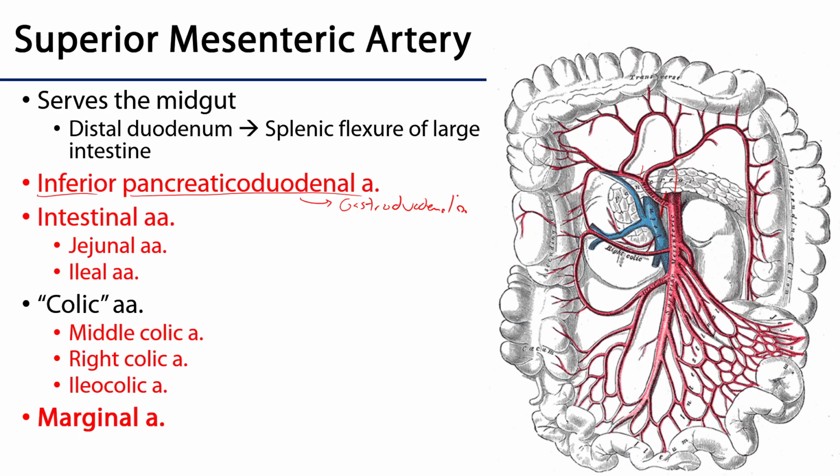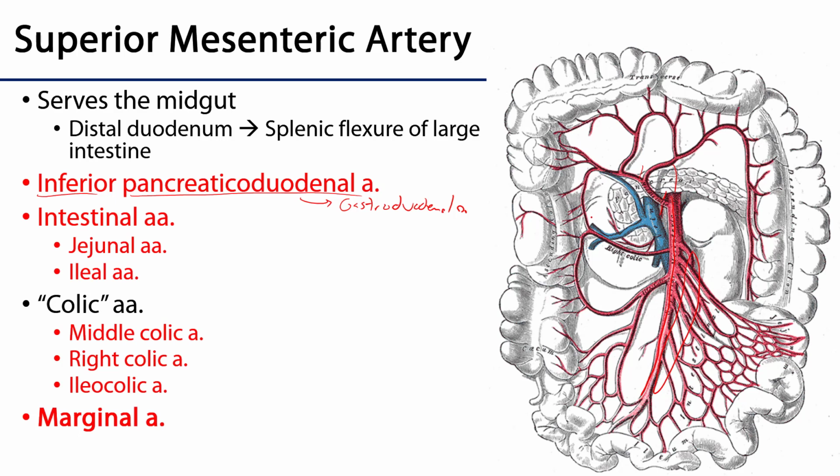Then we have quite an interesting cascade of arteries. So here we have the main body of the superior mesenteric artery, the SMA. Coming off of this left laterally are the intestinal arteries, specifically jejunal and ileal arteries supplying the jejunum and the ileum specifically. So these are parts of the small intestine that follow the duodenum.